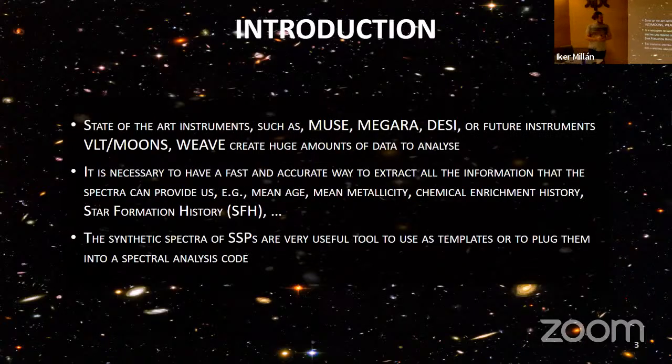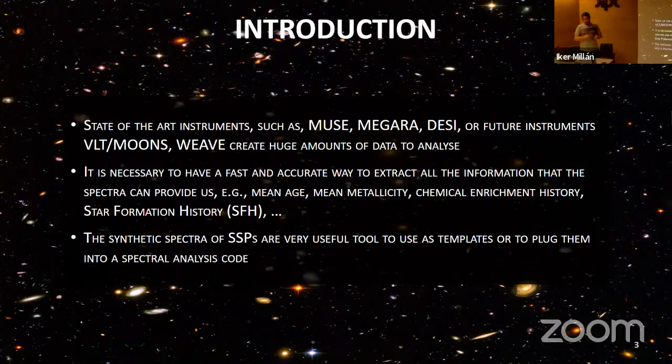So the state of the art instruments such as MUSE, Megara, DESI, or nearby instruments such as BLT MULS or WIFT that are going to come in the next few months or years, have very good spatial and spectral resolution, and they create a huge amount of data that are needed to analyze. So it's necessary to have a fast and accurate way to extract all the possible information that is contained in that spectra, such as, for example, the mean age, mean metallicity, the chemical enrichment history, star formation history, etc.